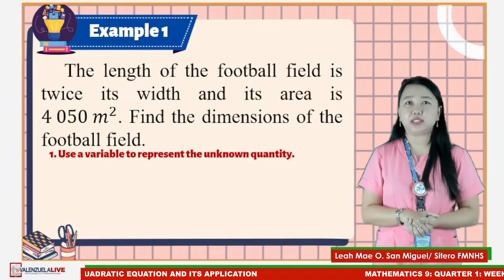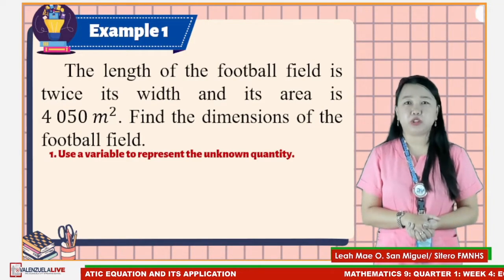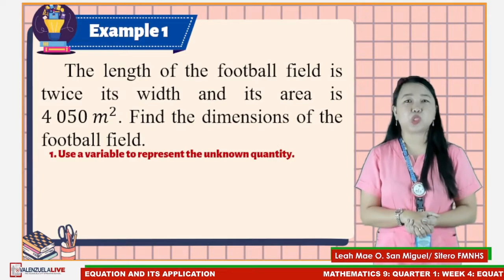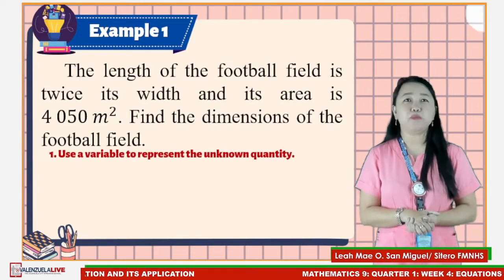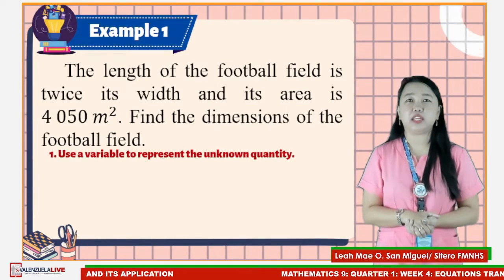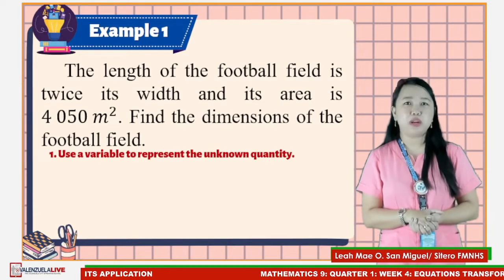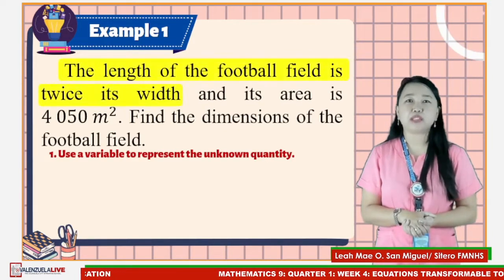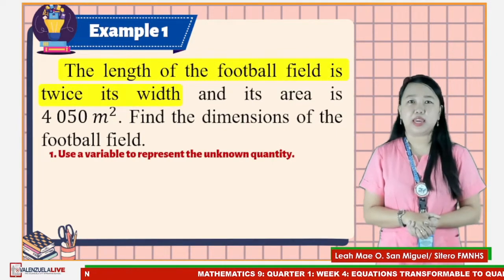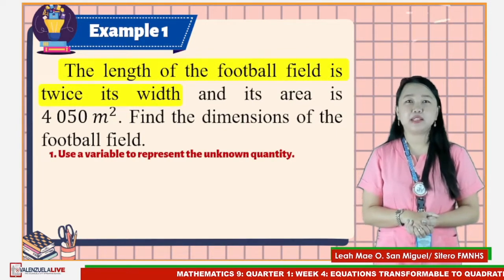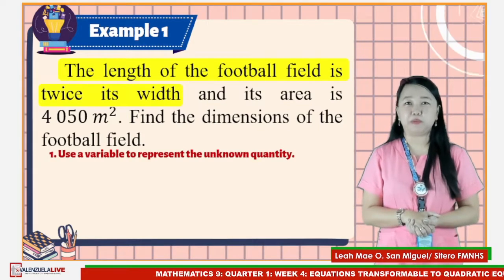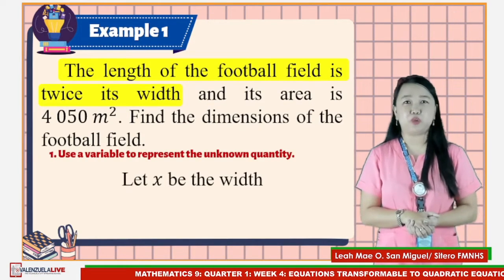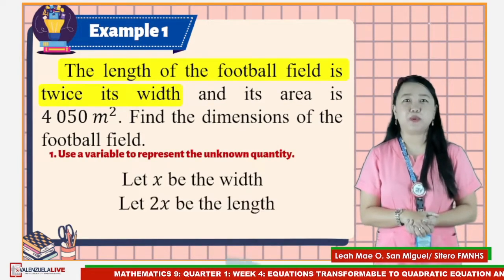Since the length and width is in meters and the area is in square meters, we may omit the units in representing the quantities. So, the length is described in terms of its width and is specified to be twice its width. Hence, the representation will be let x be the width and let 2x be the length.